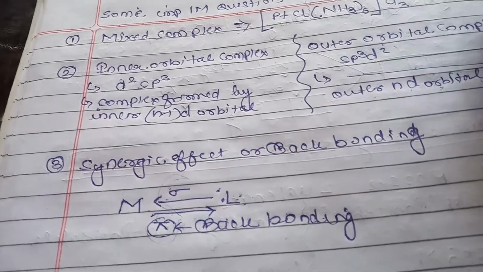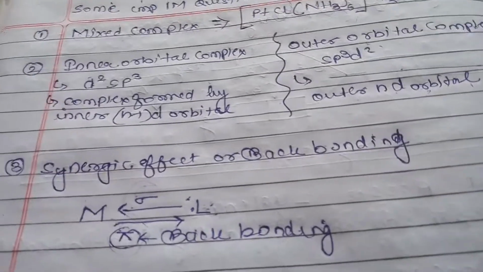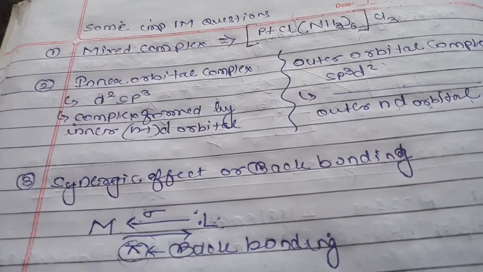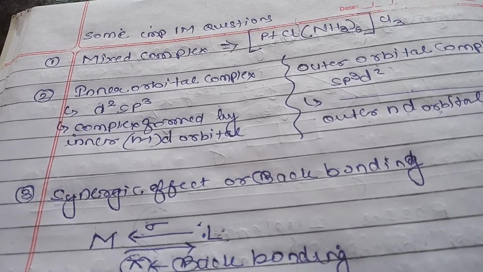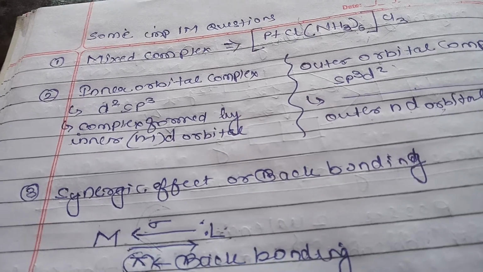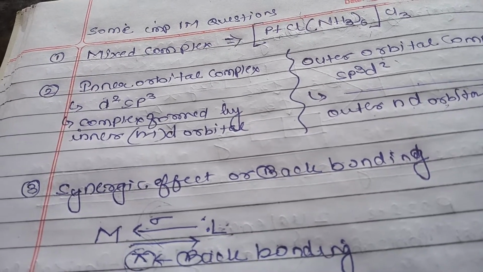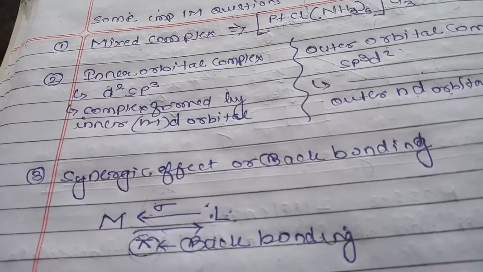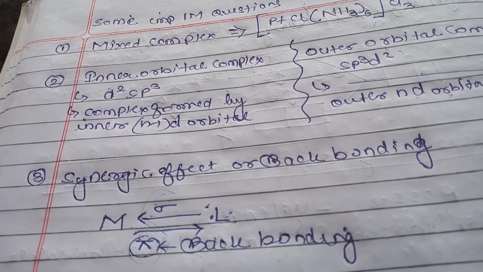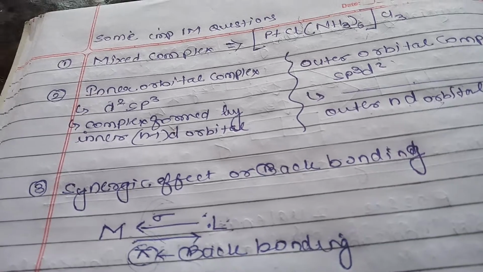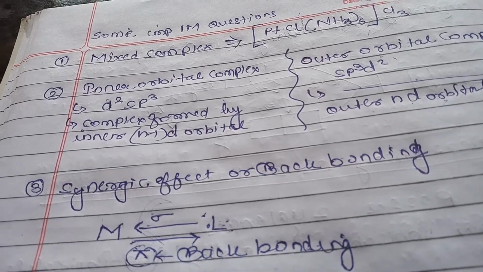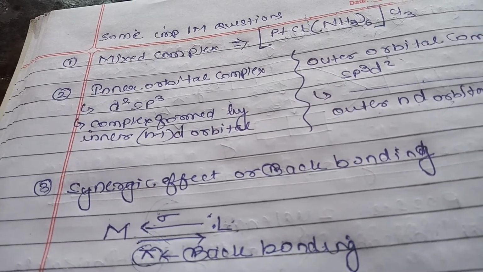Guys, with this we came to the end of the important one mark questions. In this particular chapter, we are left with what? IUPAC nomenclature of coordination compounds, a very, very important portion which we will discuss in the next class. So be with me and we can make this chapter as easy as we can.